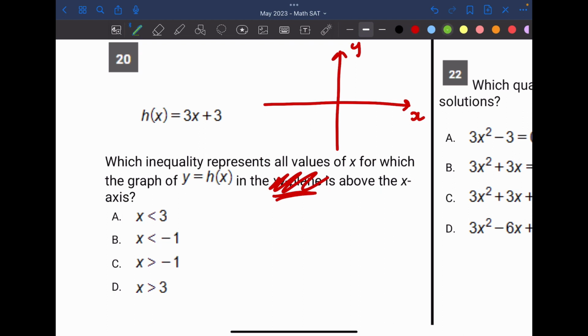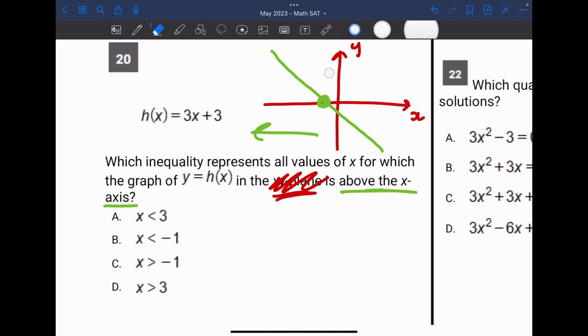So for example, if you had this line, which we do not, but let's say we did in some other question, the values that are above the x-axis are behind this. You would find out the 0, and you would circle these and say, okay, all these are above the x-axis because they're above the x-axis. Just look at the graph, basically.